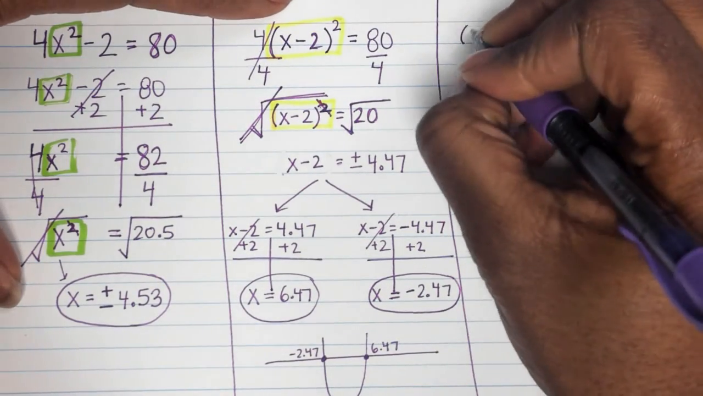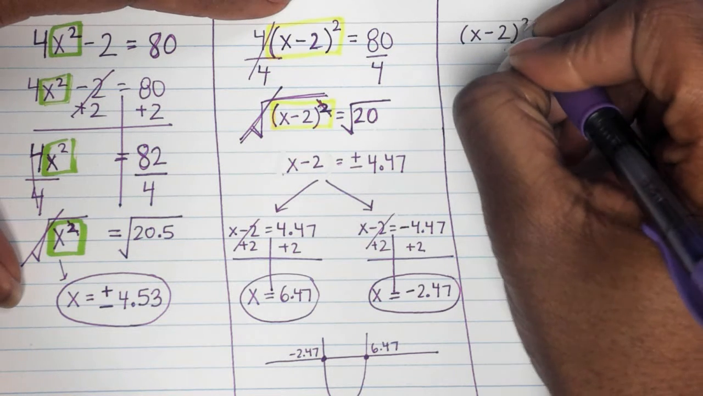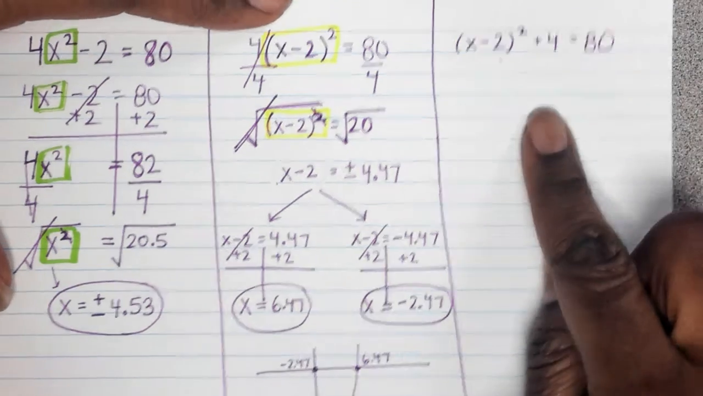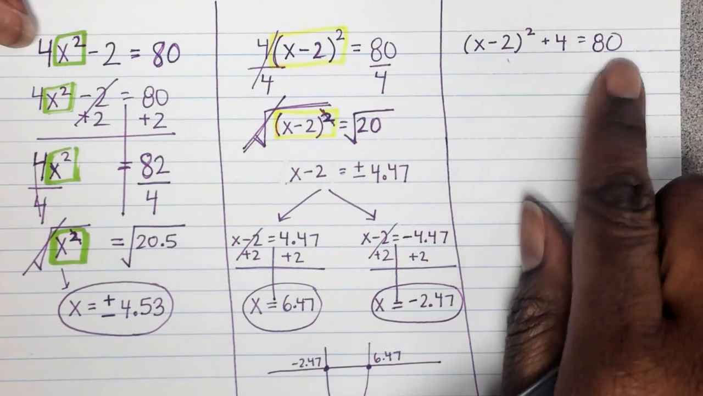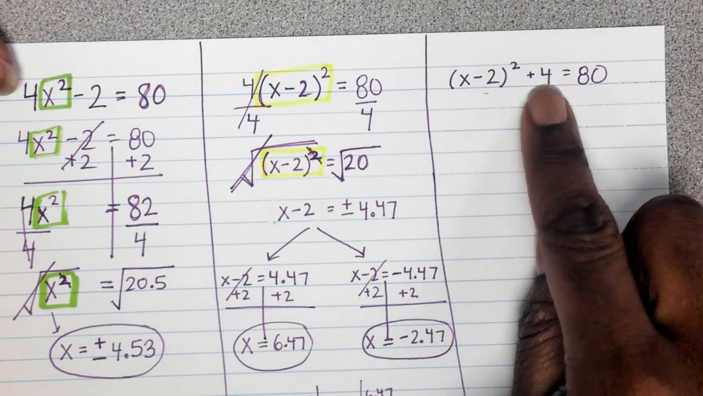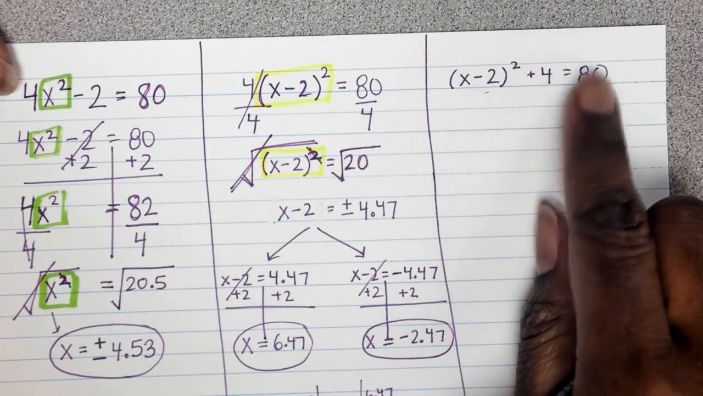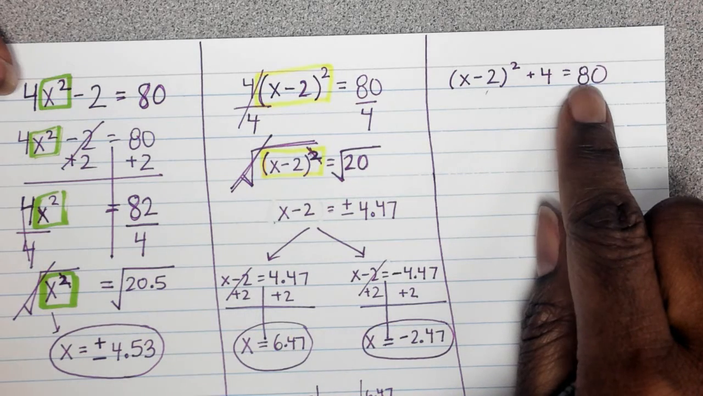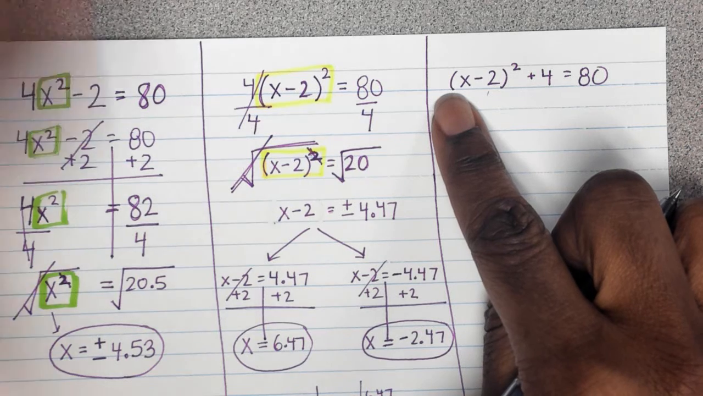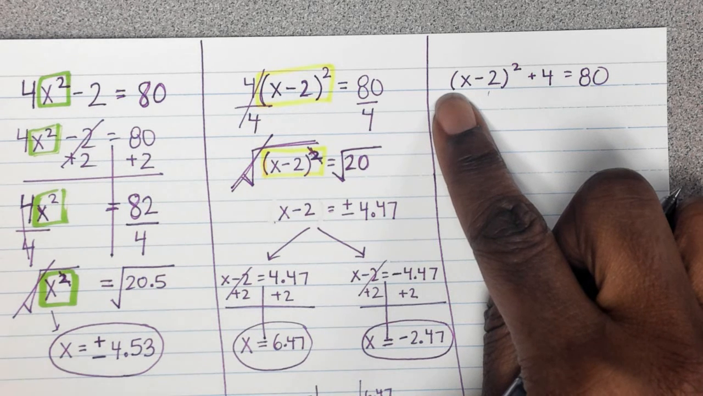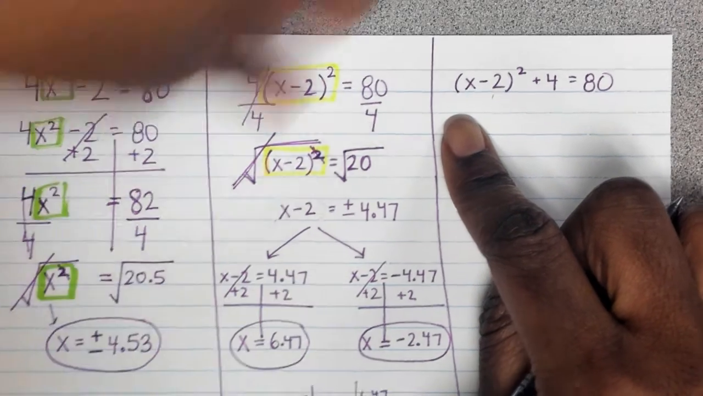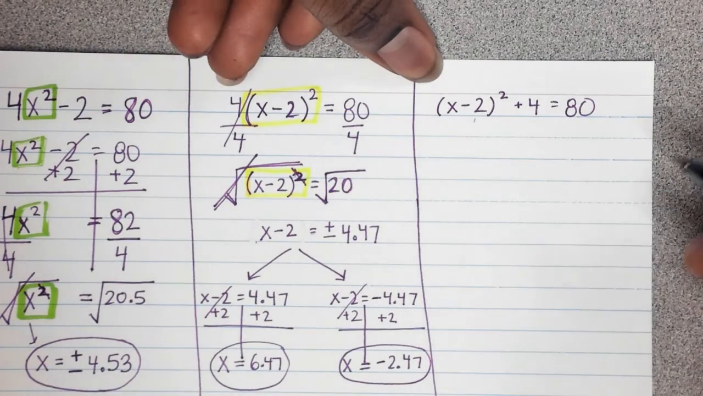Let's try another one. For some reason, this one mixes people up. A lot of people were still thinking you need to divide by 4 right here. Look at this one. Do we need to divide by 4 right here? No, this 4 is not a coefficient. You have to ask yourself, do I add or subtract anything first? Do you need to add or subtract anything?